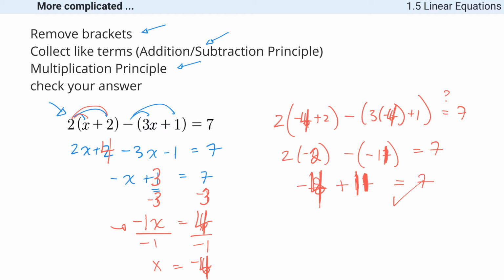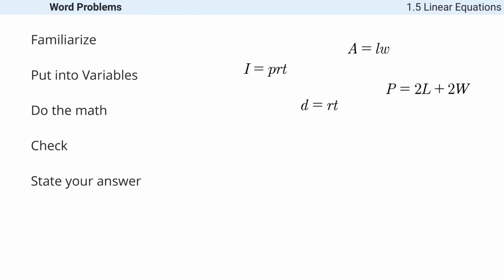Perfect. It's almost as if I planned to make that mistake just so you could see how checking your answer helps to see whether you've done something wrong or not. Okay, so that's solving linear equations. Now, there's lots of different examples of linear equations and applied problems that use linear equations. I'll do a few examples for you.